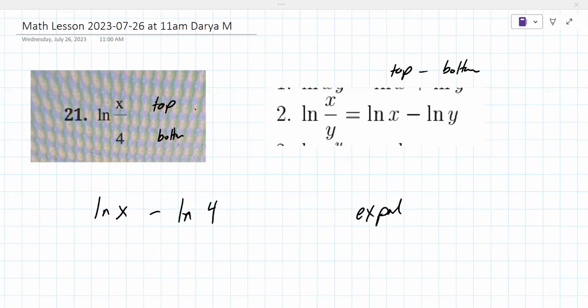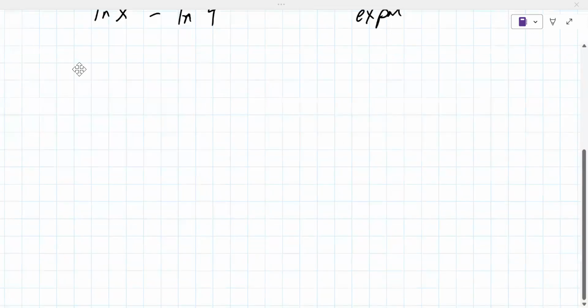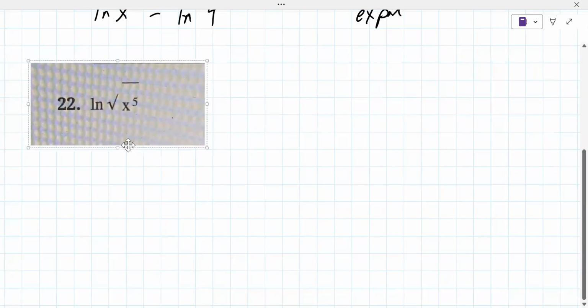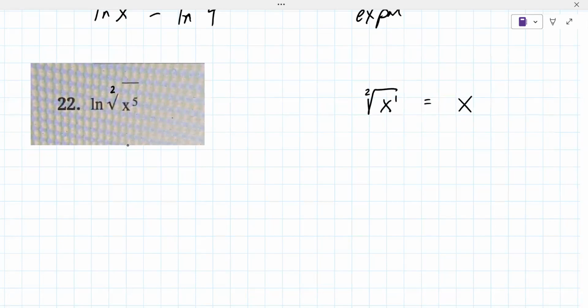Okay, we should do a lot of these. They're pretty quick. I'd like to do 22 because it has another little thing in here that's kind of important to write. When there's not a number written above the root, it's the square root. If you recall the square root of x, there's a 1 there and a 2 there. It's really the 1/2 power.